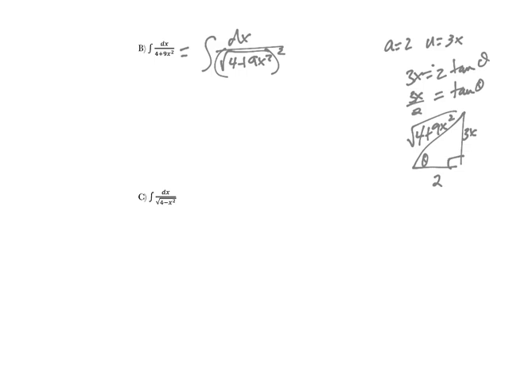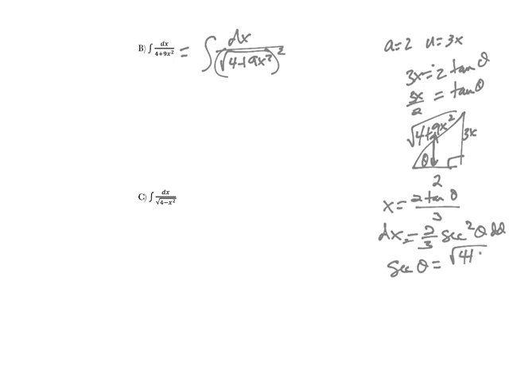I need a dx, so let's see, what is x? x would be 2 tangent theta over 3. So dx would be 2/3 secant squared theta d theta. And then I also need the square root, so the easiest relationship is here, hypotenuse over adjacent. So secant theta is the square root of 4 plus 9x squared over 2, or 2 secant theta is the square root of 4 plus 9x squared.